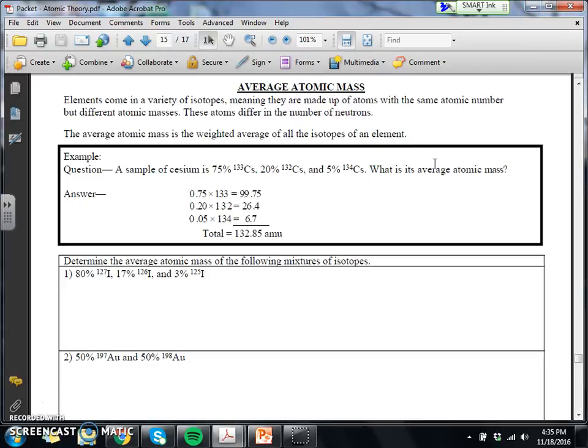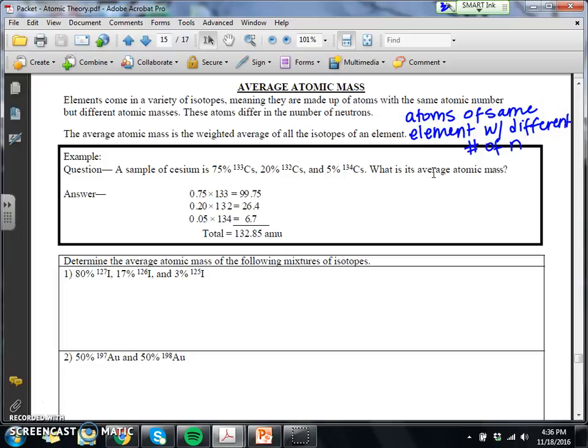We can't have half of a proton or half of a neutron, so how is it possible that we have these decimal places? Why aren't all of our masses whole numbers? And the reason why is that some of our elements, actually a majority of elements, have what we call isotopes. Now, an isotope, from our previous video, are atoms of the same element that have different numbers of neutrons.